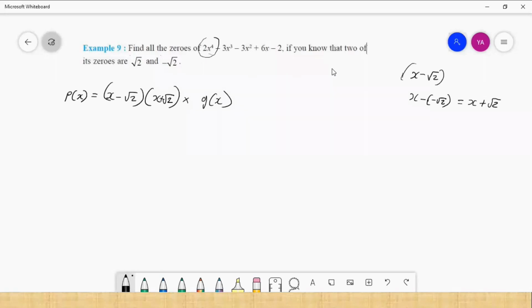We found that x minus root 2 is a factor, and x plus root 2 is a factor. Then their product will again be a factor. If you multiply this, you will not get p of x. There will be some more quantity. Another polynomial will be there.